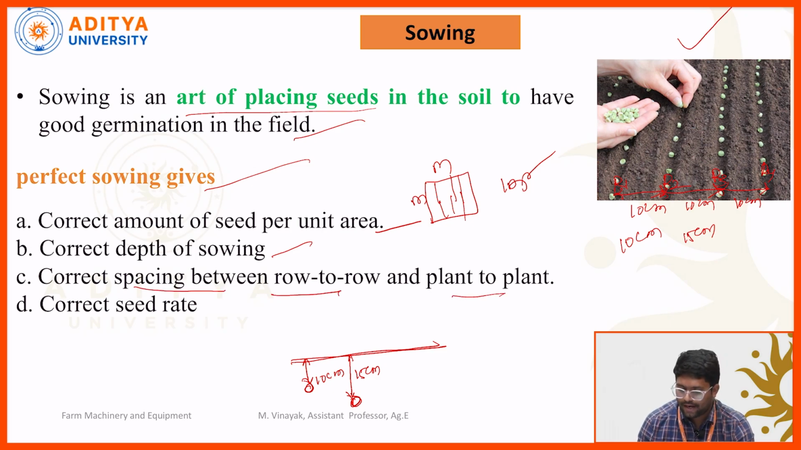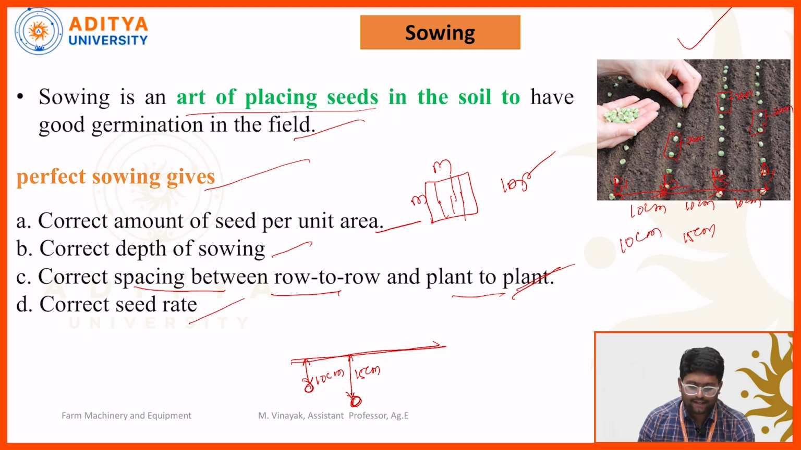Coming to plant to plant, suppose we take 2 seeds here. The spacing between the 2 seeds is 2 centimeter like this. Here also we need to maintain 2 centimeter spacing, and here also 2 centimeter spacing, so that we can get the optimum spacing between plant to plant.